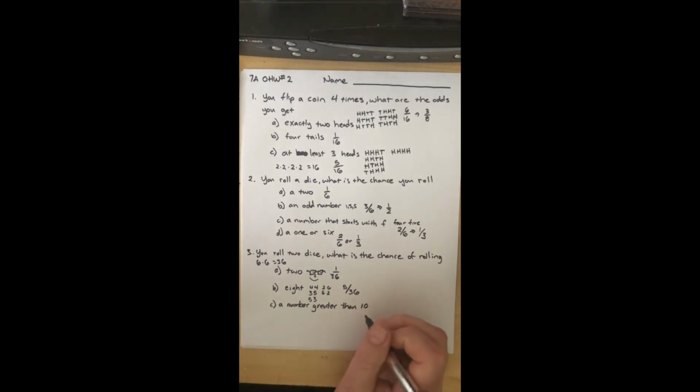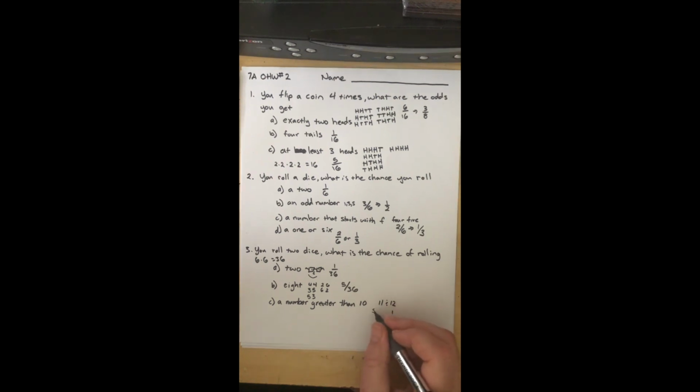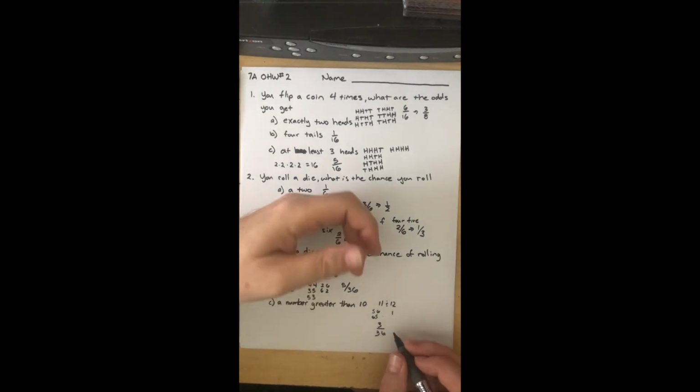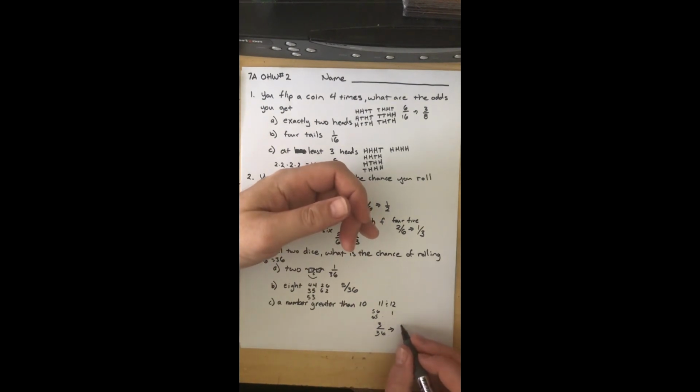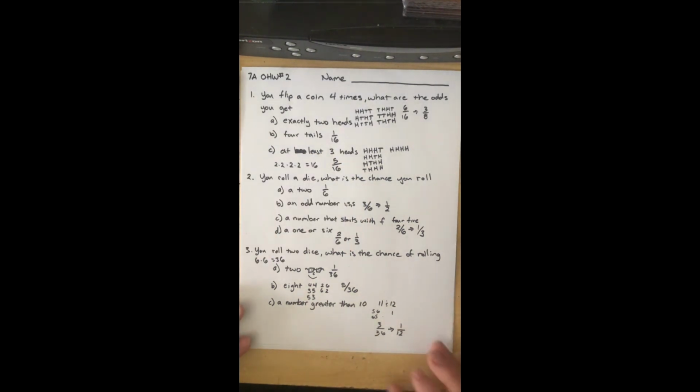A number greater than 10. Well, that's going to be 11 and 12. 12, there's only one way you can get it. So 11 is 5 and 6 and 6 and 5. So that's 1, 2, 3 possible number combinations out of the 36. And that simplifies down: 3 goes into 36 12 times. So 1 out of 12. And there are your solutions for online homework number 2.